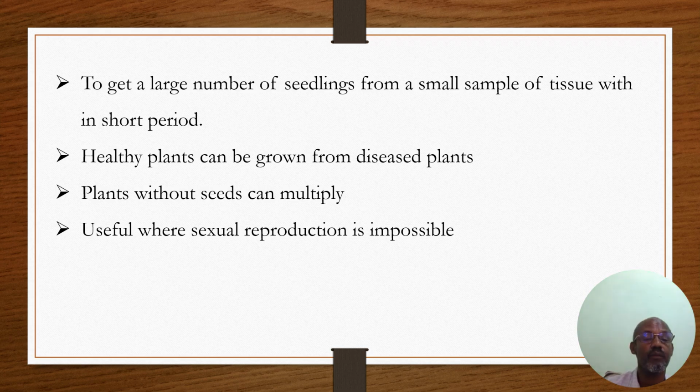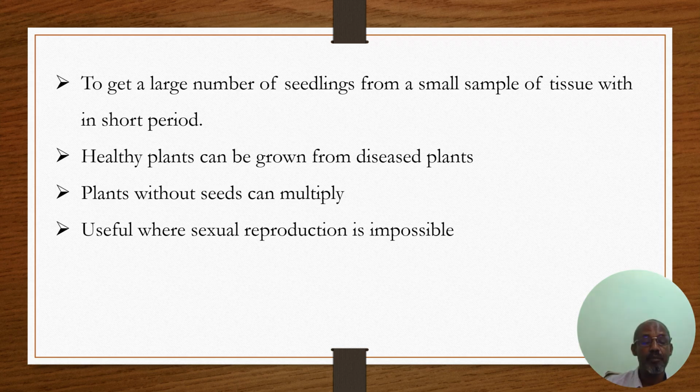Short period of time. The second, healthy plants can be grown from diseased plants. How? This is very interesting. I will come to that. How can we grow healthy plants from diseased plants? If we have a diseased plant affected by virus, bacteria, or any fungus, plants do have special groups of cells at their tips, shoot tip or root tip. These special types of cells are known as meristems. I will come to this point in a much wider aspect.